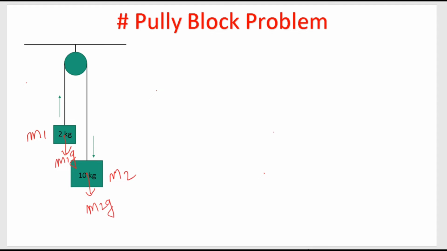The string is massless and the pulley is also massless, because when the pulley and the string are massless, we can take the tension in the whole string as the same, T. So here T, here T, and here T, which means the tension in the whole string will be the same. If we take a massive pulley or a massive string, then we can't take the tension in the whole string as the same, because due to mass the tension will be different at different points.